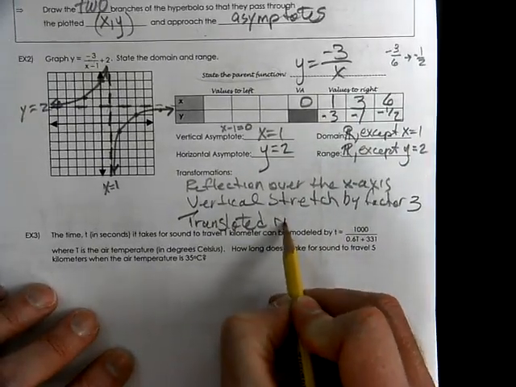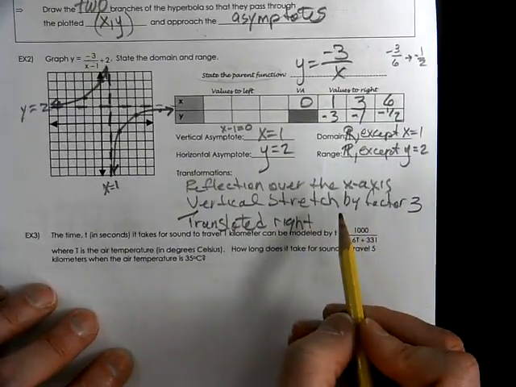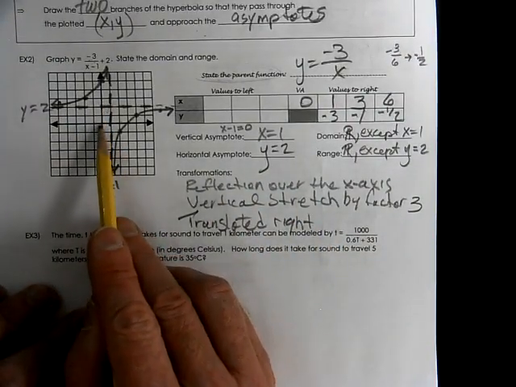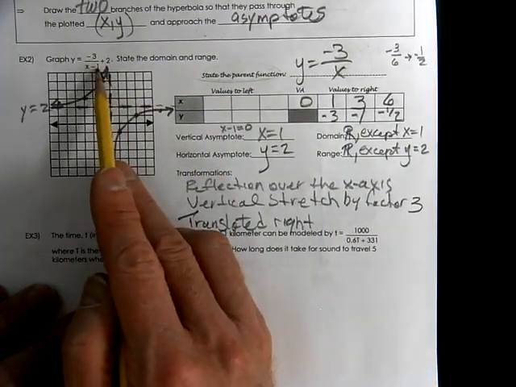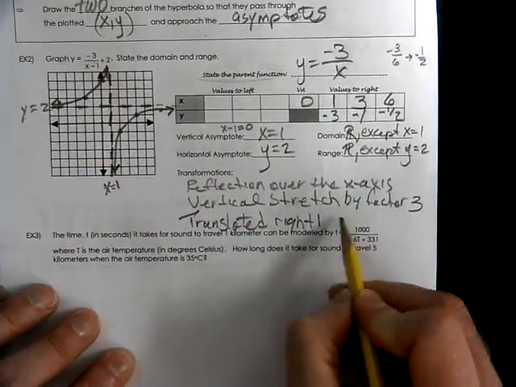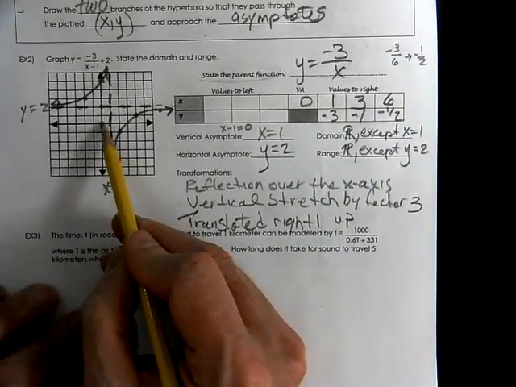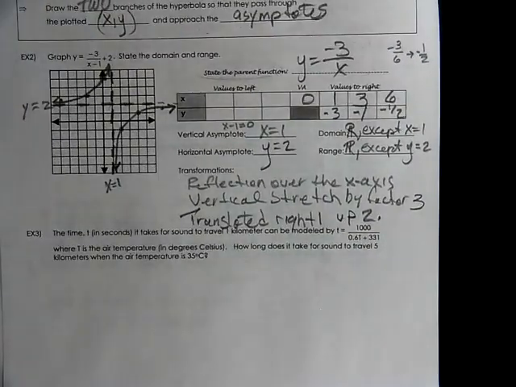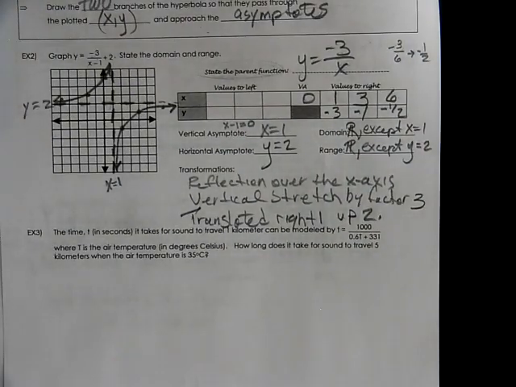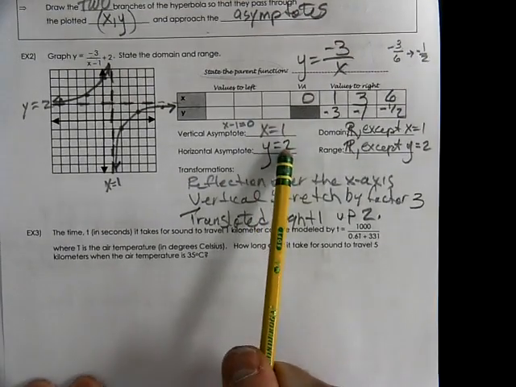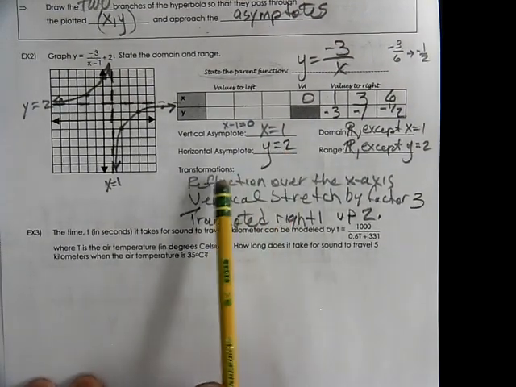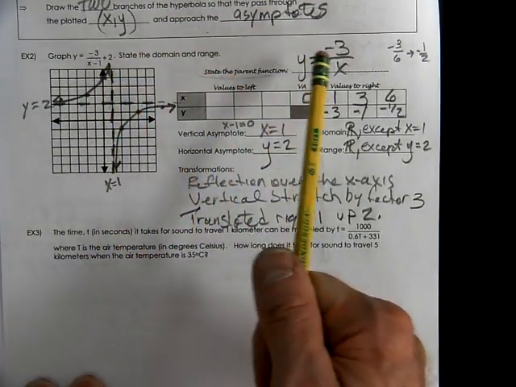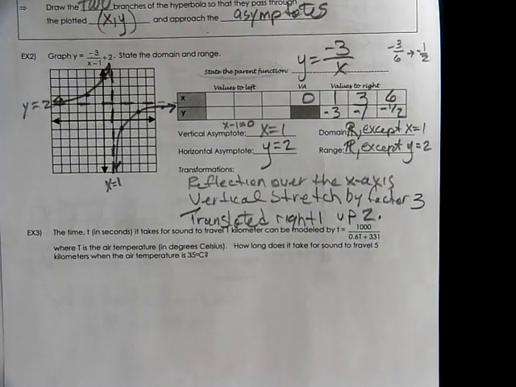Translated, right, how much? We went to the right. What was your h? 1. And we went up how much? 2. What was your k? That's the translated part. That's where the asymptotes went. It went 1 to the right, and it went up 2. So that's your transformations of what this graph is requiring of a really basic equation.